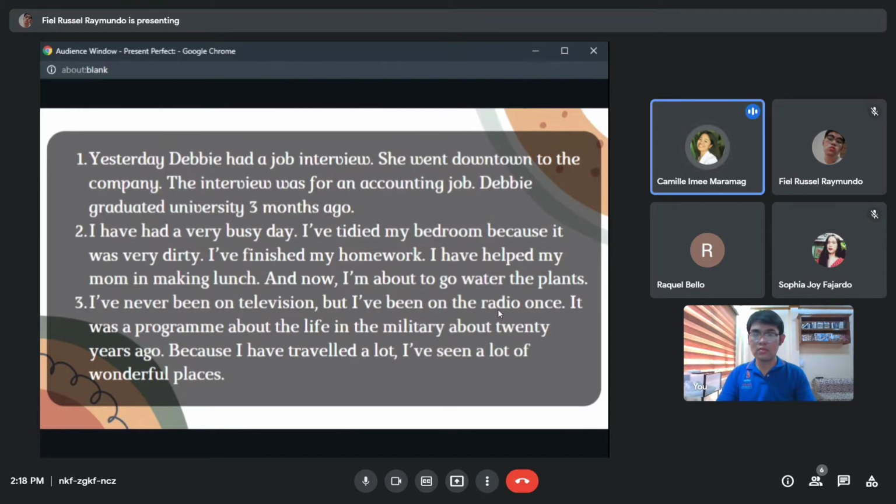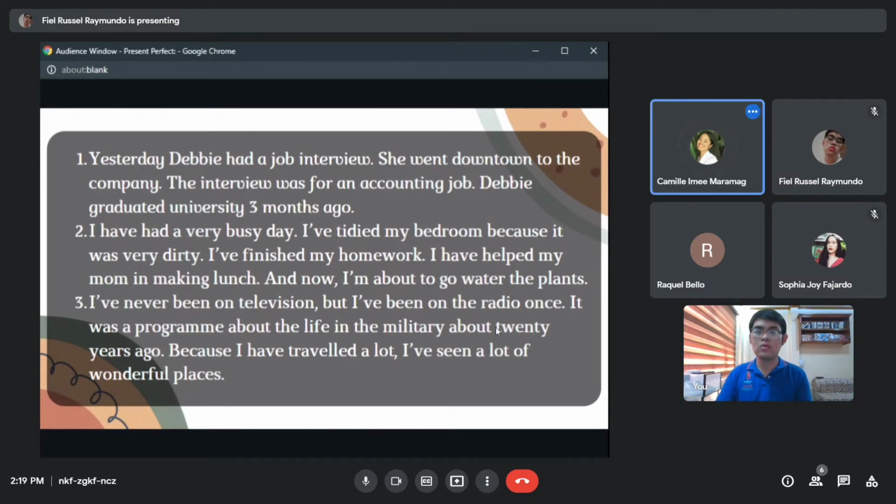how do you read this, sir? I've tidied my bedroom because it was very dirty. I've finished my homework. I have helped my mom in making lunch, and now I'm about to go water the plants. Okay, and your answer? I think it's a present perfect sentence because the actions stated are still true in the present. Hmm. Why do you think it's still true?